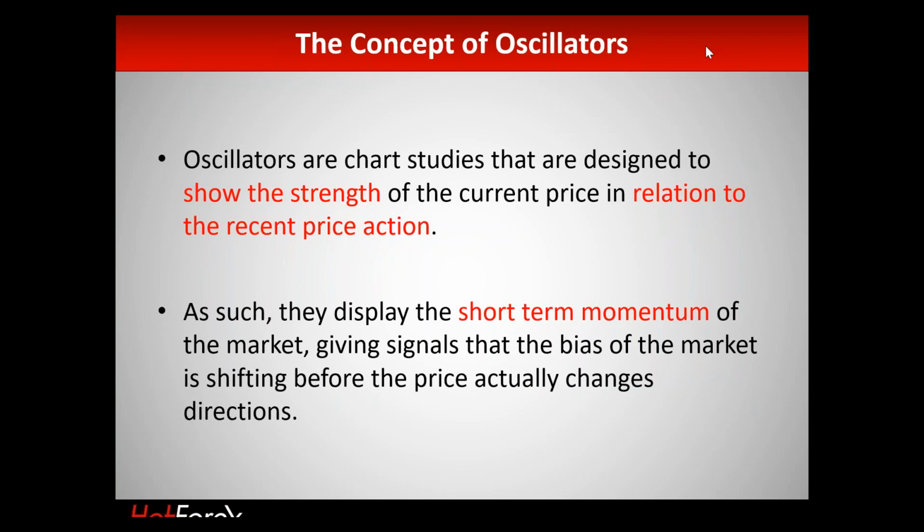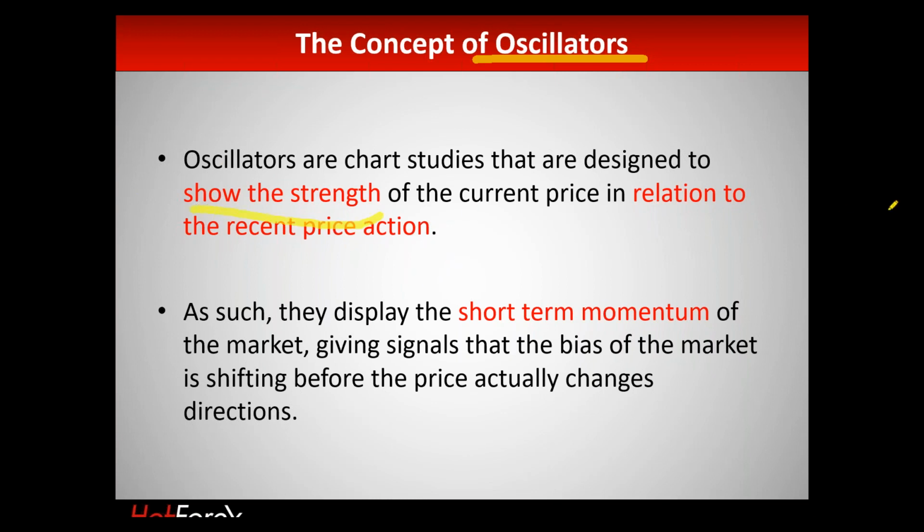Before starting RSI, there is one thing most people do not know: the oscillator. An oscillator is a wave, a graph designed to show the strength of the current price in relation to recent price action. The oscillator uses what happened before to show the strength and relate it to the recent pricing. That is the use of an oscillator. It is a mathematical formula. There are many types of oscillators: RSI, stochastic, commodity channel index (CCI). There are a lot of oscillators used in trading. One of the most famous is RSI.